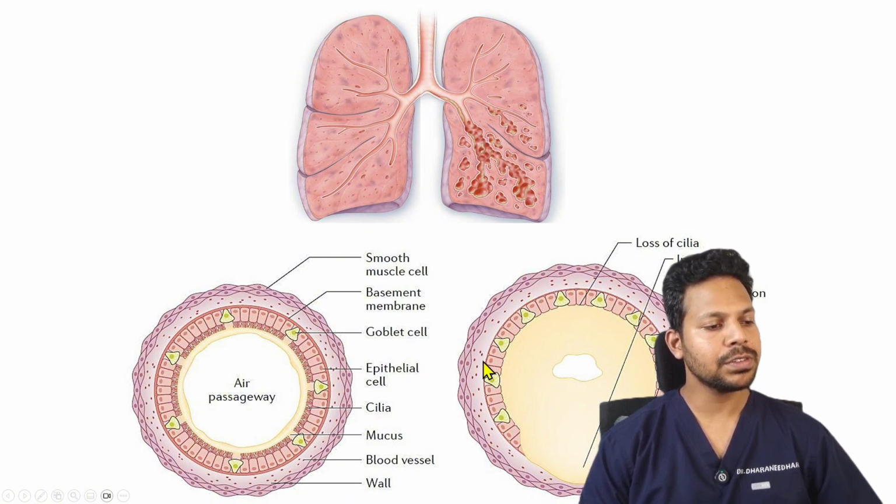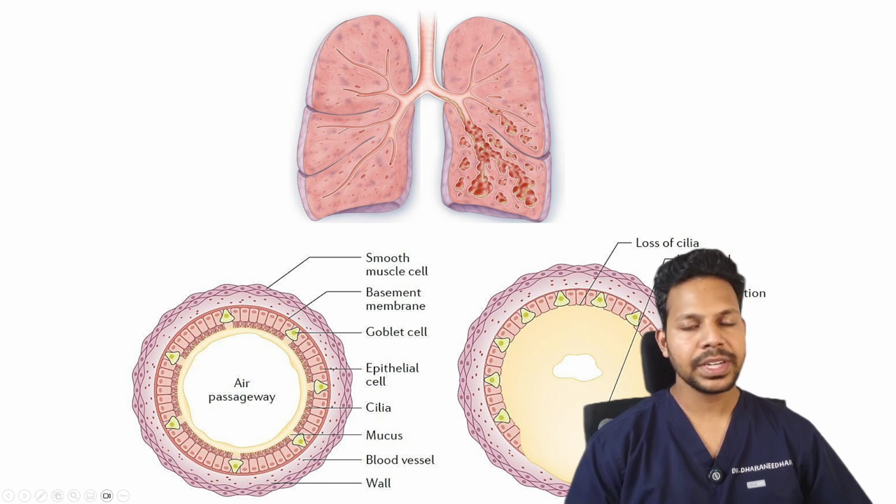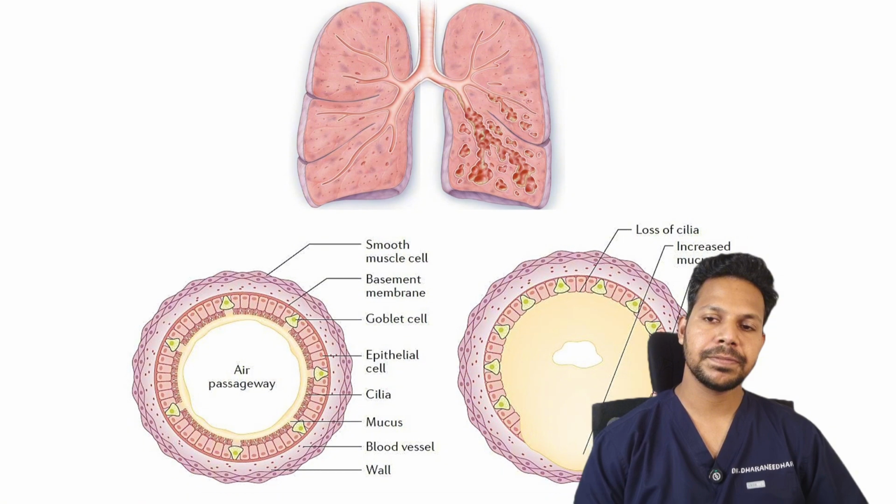And this is an image of the bronchiectatic airway where there is defect in the bronchiolar or bronchial wall, and there is also significant amount of mucus, and there is loss of cilia. Okay, so that is how a bronchial wall in bronchiectasis would be.